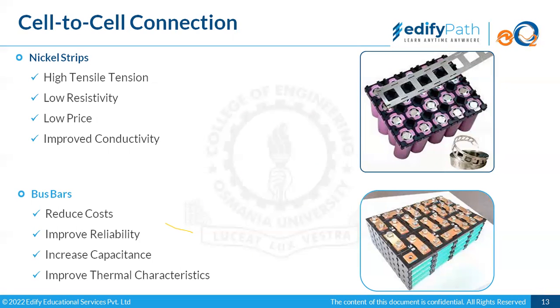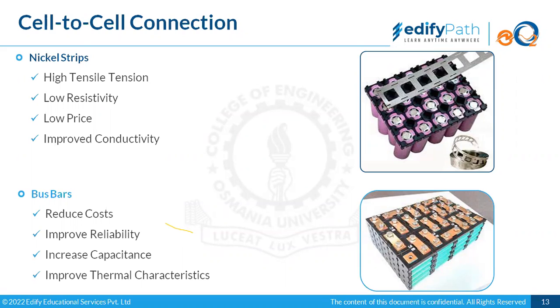With spot welding, we can join the cells with each other very well through this nickel strip, so they connect well through the positive and negative ends of the cells. Bus bars reduce cost, improve reliability, increase capacitance, and improve thermal characteristics. We mostly use bus bars when utilizing cells of higher capacity, and when the battery pack is bigger. So depending upon the size, we would use either a nickel strip or a bus bar.